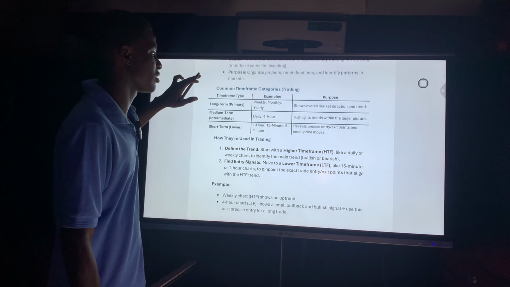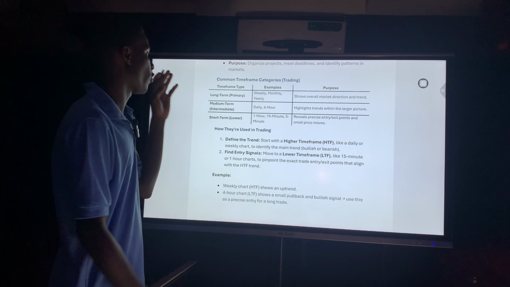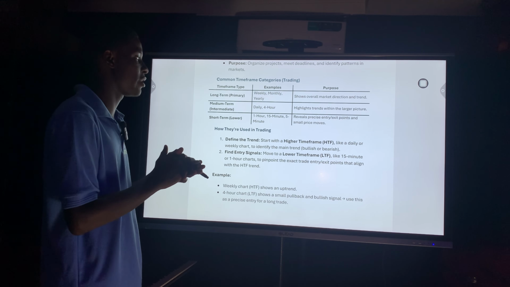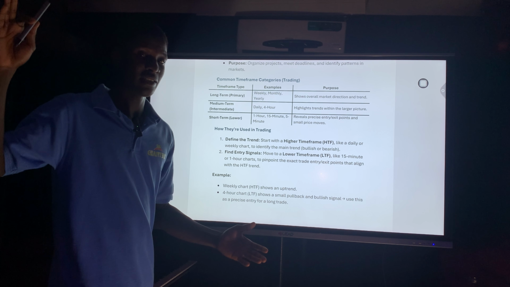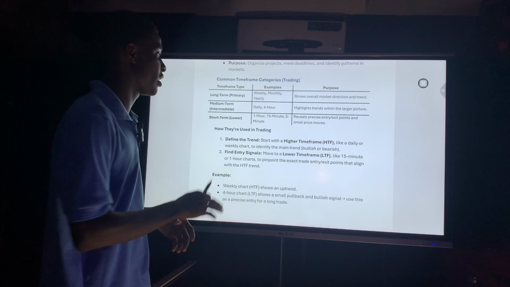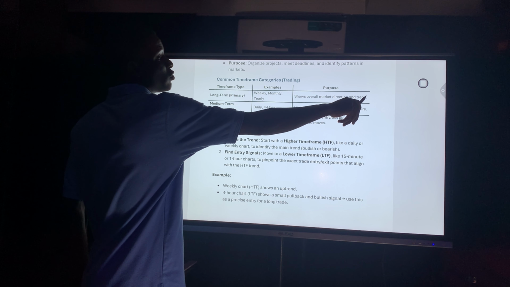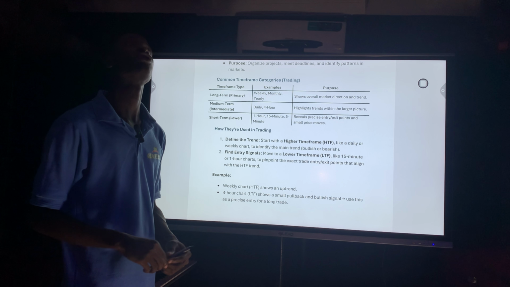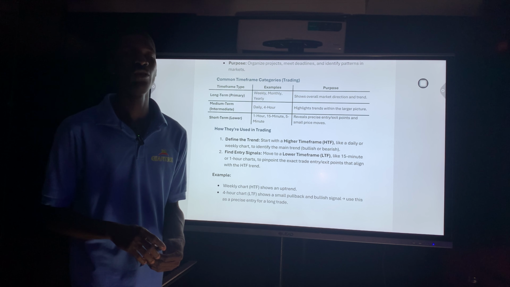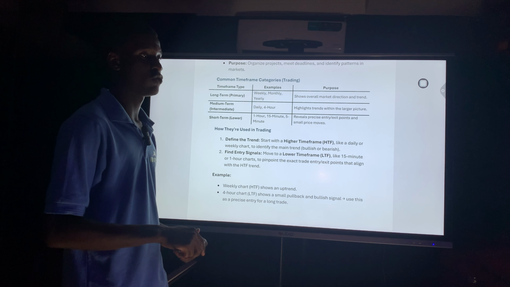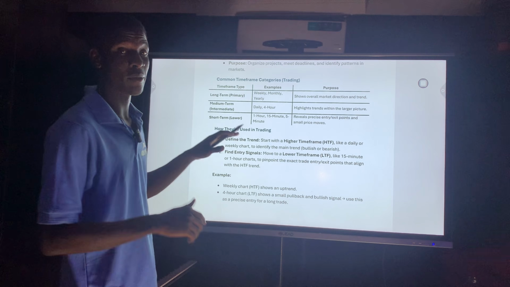What are the common time frame categories in trading? So we have the time frame type, examples, and purpose. For long term, which is the primary, we have weekly, monthly, and yearly. Like I said, these are for long-term traders, also known as swing traders, and the purpose is to show overall market direction and trend. So you can know the direction of, let me say, gold for the next 1 year. You know that gold is buying. For the next 2 years, you know gold is going to be selling. So that is what long term is.